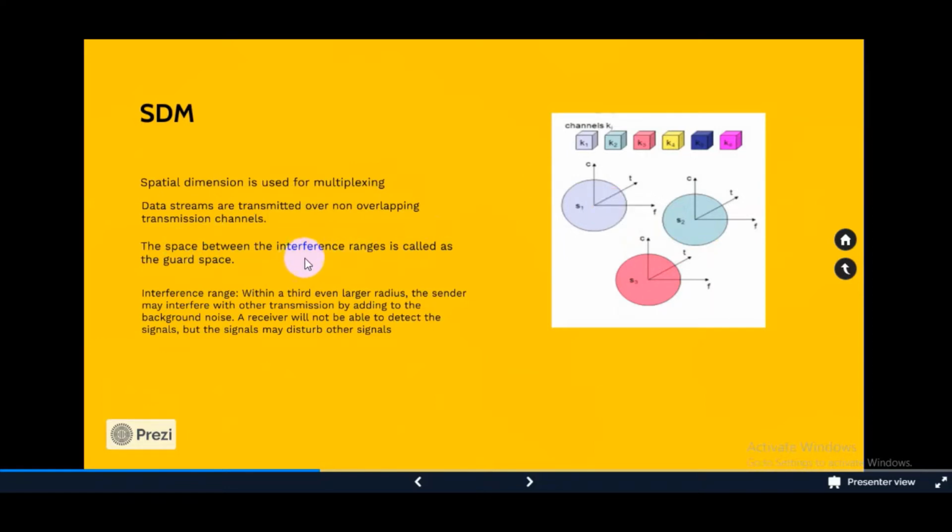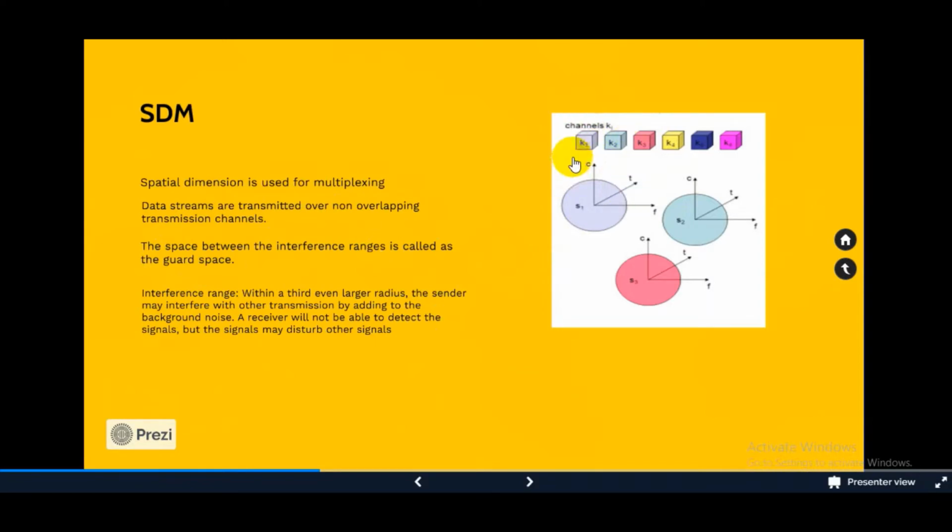Because they are distinct for the individual channels that are going to transmit the data or initiate any kind of transmission, to avoid interferences between the individual channels and their data transmission, you have a space called a guard space. So what does guard space do?